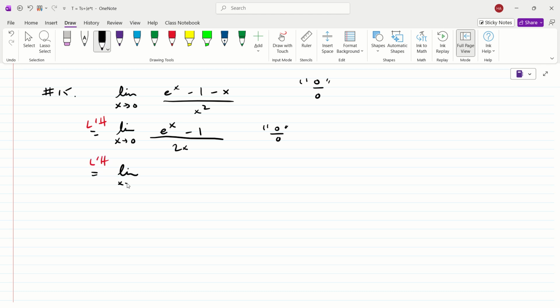And this becomes a limit as x goes to 0 of the quotient of the derivative of e to the x minus 1, which is e to the x, on the top. The derivative of 2x on the bottom is simply 2. For this guy, we plug in 0 to the top, we get 1. Plug in 0 to the bottom, it doesn't have any x's, so you stay with a 2. So the limit is 1/2.